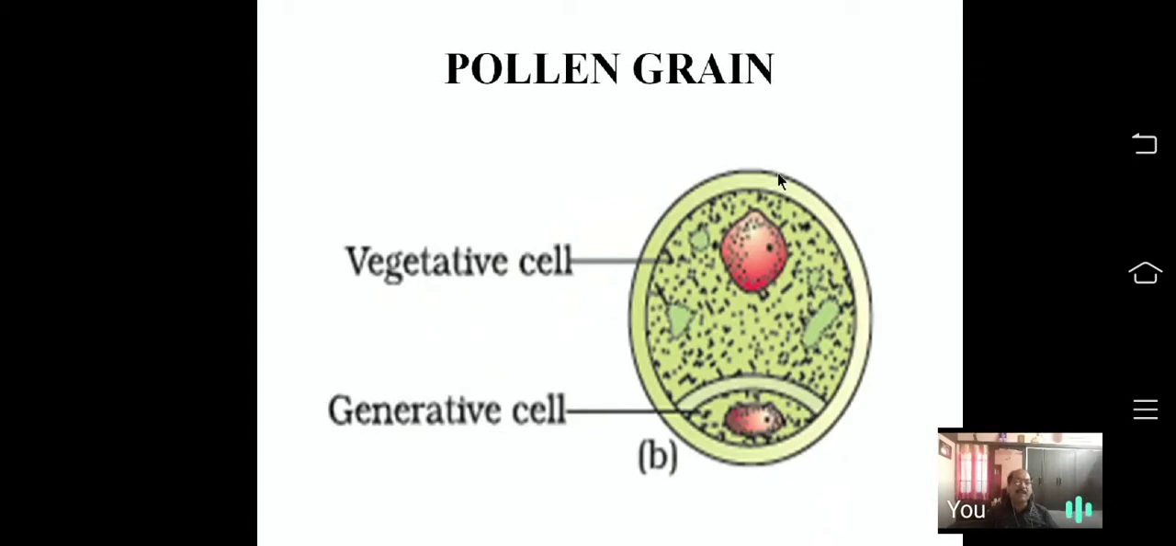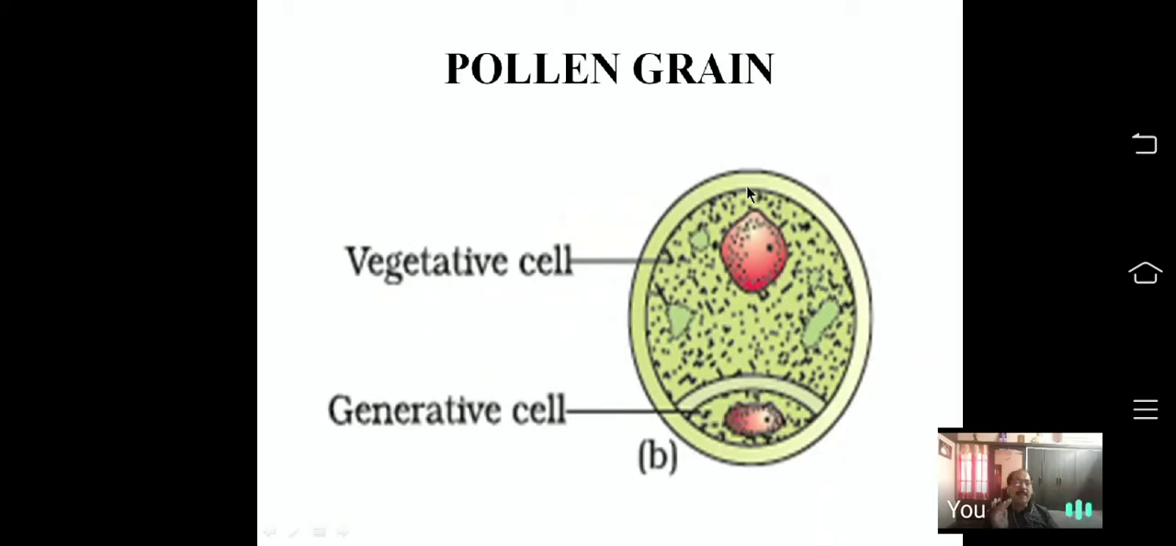That chemical substance is called sporopollenin. Sporopollenin gives protection to a pollen grain against heat, acids and alkalis. This is the inner layer called intine. Intine is made up of 2 chemical substances. One is pectin, another cellulose. So it is a pectocellulosic layer.